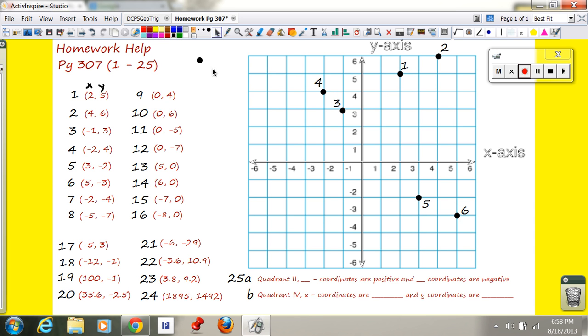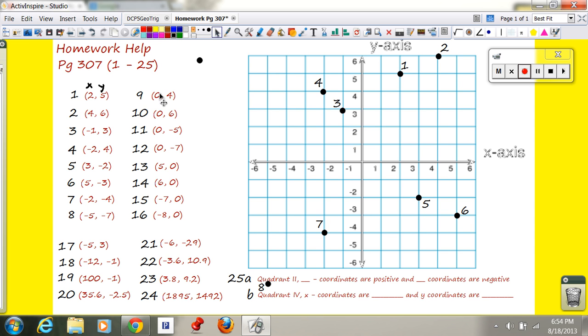Point 7 is to go over negative 2 and down negative 4. That's negative 2, negative 4. Number 8 is negative 5, negative 7. It's telling me to go over negative 5, down negative 7. I'm going to put that down here, since negative 6 is my last line. So we'll put that down here next to point 8.